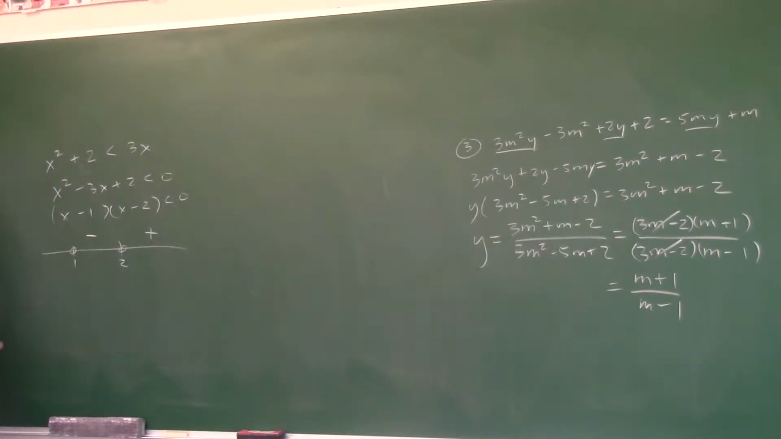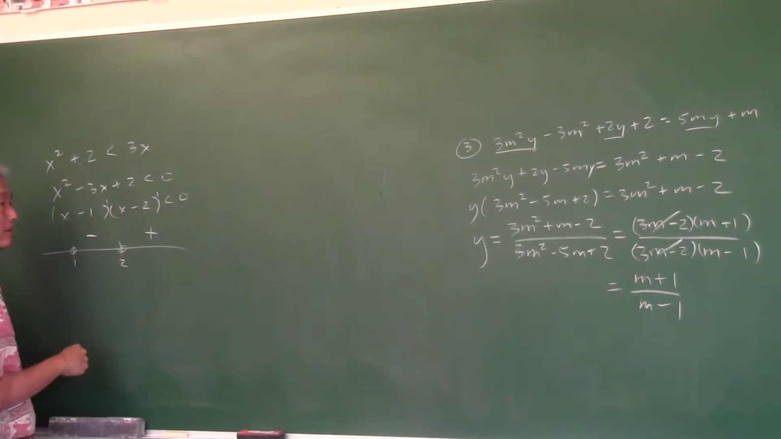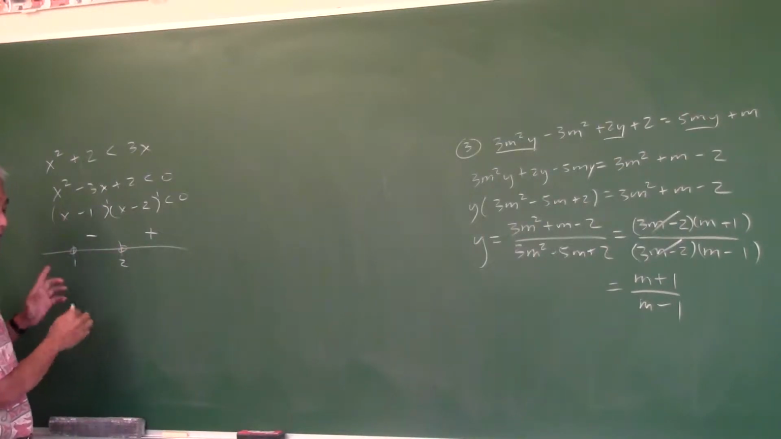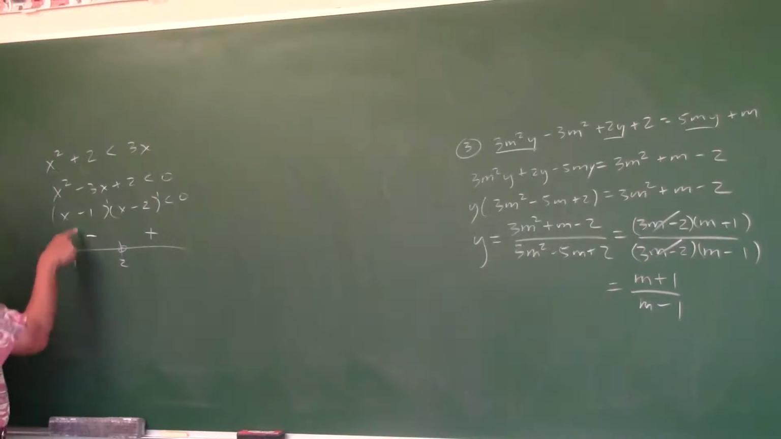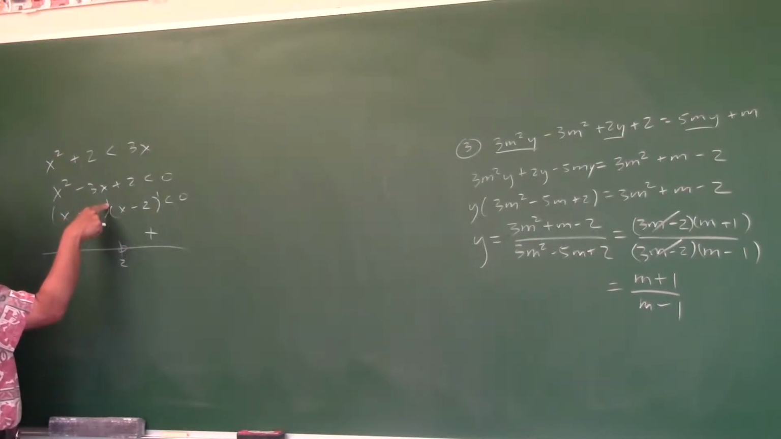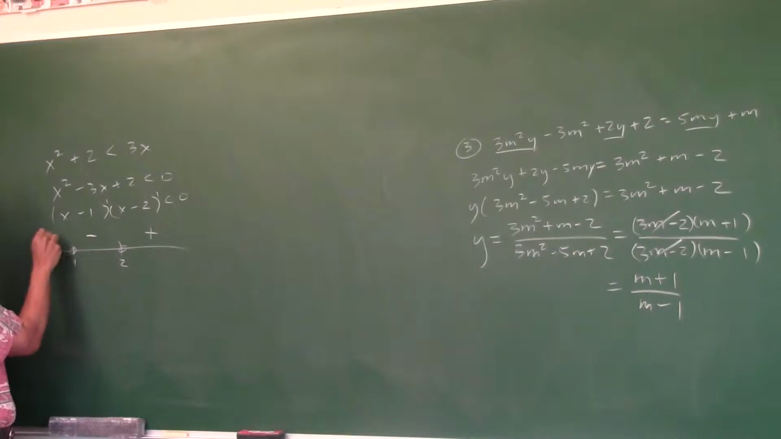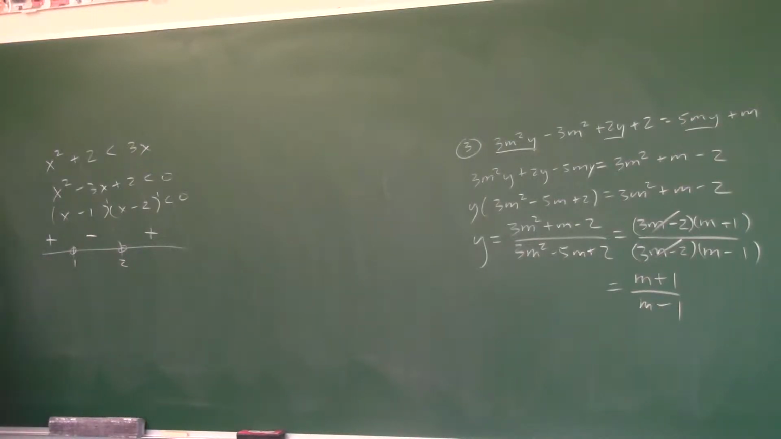Or you can use the pattern. If you have an odd power on the factor, then it's going to change sign. And if you have an even power, it stays the same. So 1 comes from this factor here, which has an odd power. So that means if this is minus, it's going to change sign. It's going to become plus.